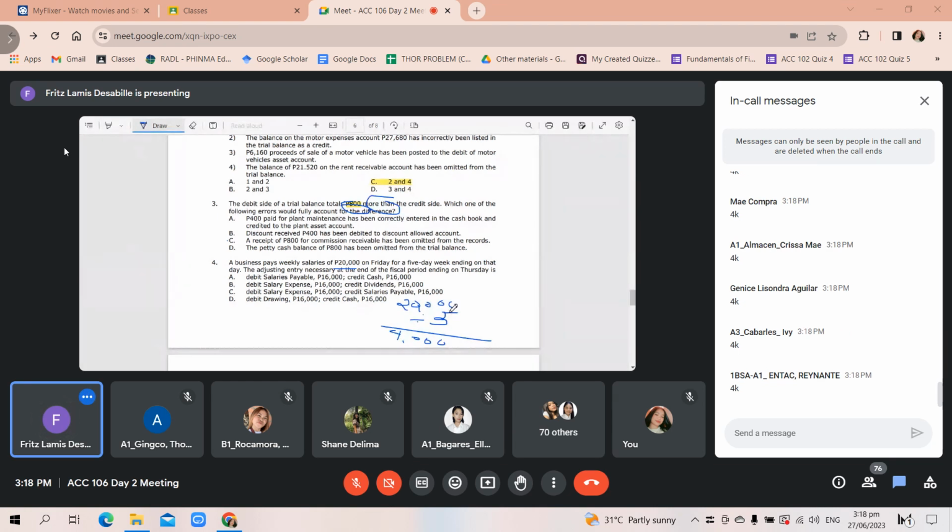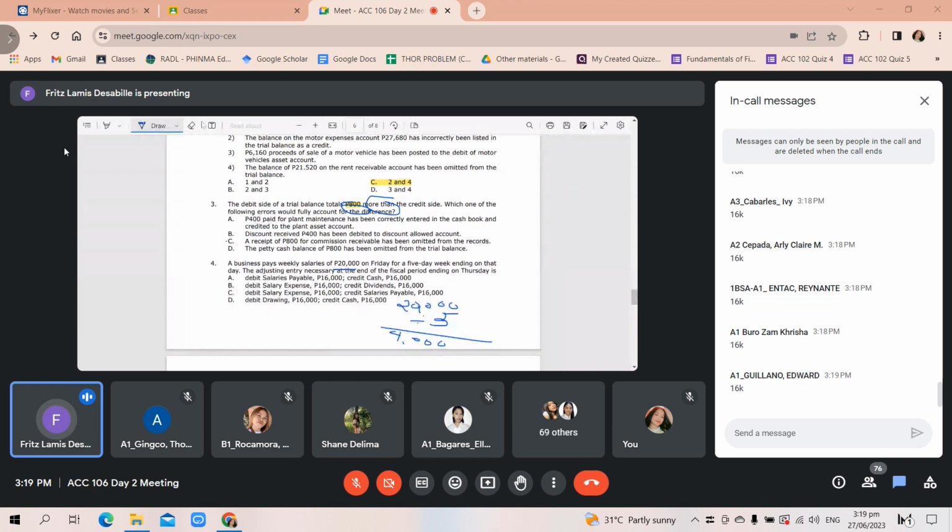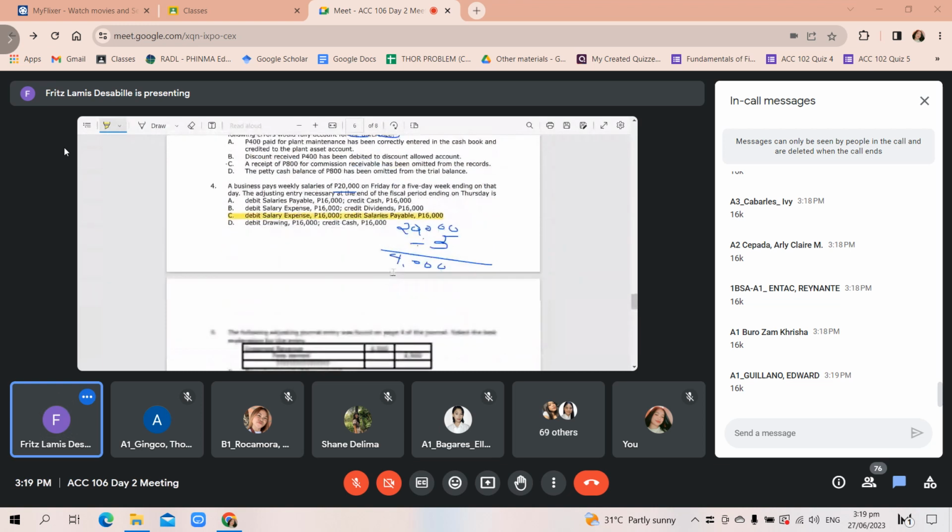Now, to record accrual, fiscal period ending on Thursday. Pila man dapat atong i-salaries expense? Pila guys atong i-salaries expense? 16K, no? So mag-record ta og liability nga 16K and mag-record ta salaries expense nga 16K. So the answer there would be letter C. Debit salaries expense, credit salaries payable.